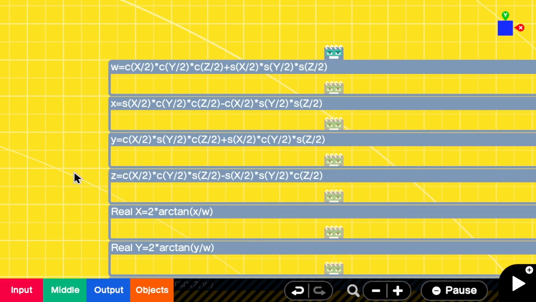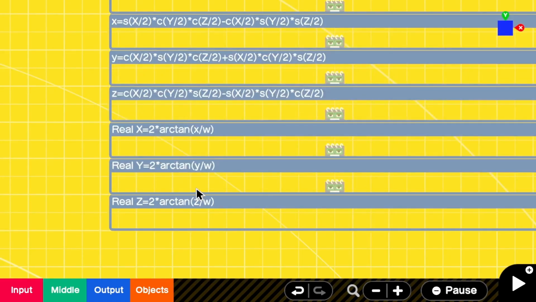Quaternions are how games actually store rotations in memory. You don't really need to know about that, but if you're curious, you can just Google quaternions and dive into that deep rabbit hole if you're interested. But basically, once you solve for these four values, you just plug them into these equations.